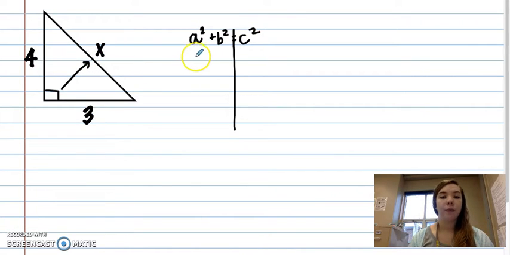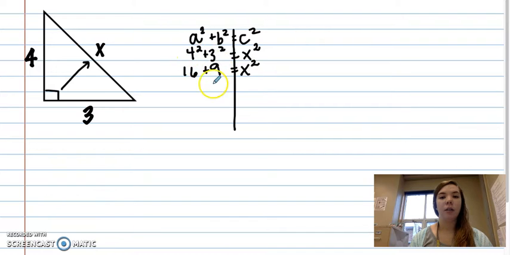4 and 3 go in for a and b. It does not matter which one is a and which one is b, because since it's addition, these could be flipped. So your legs, these two, are a and b, and then we don't know our hypotenuse, so that's where our variable is going to go. From here, this is why we were talking about square roots and cube roots before break. We have to square things and square root things. So here, 4 squared, or 4 times 4, is 16. 3 squared, or 3 times 3, is 9, equals x squared.